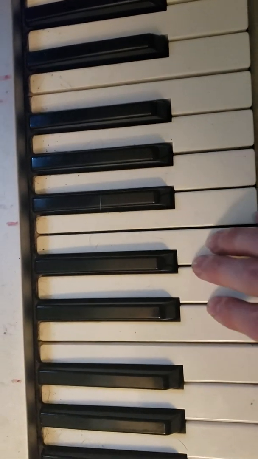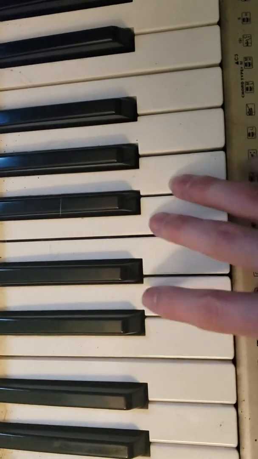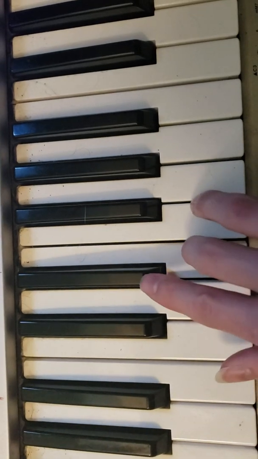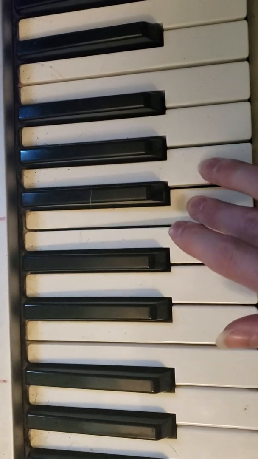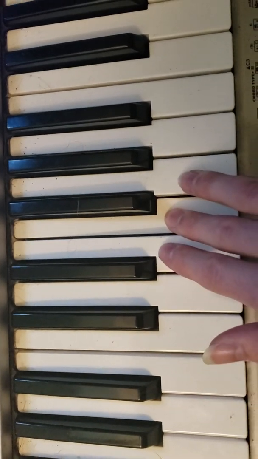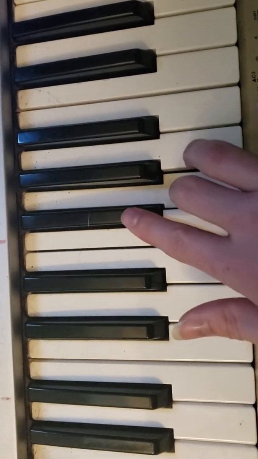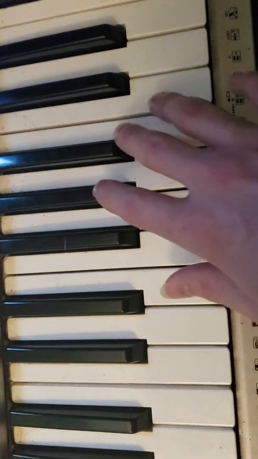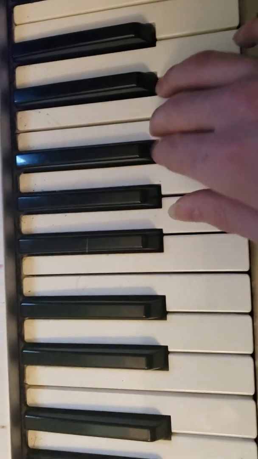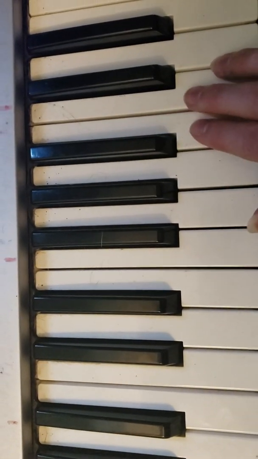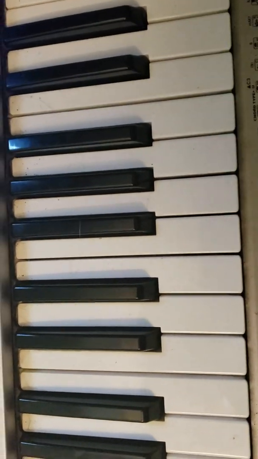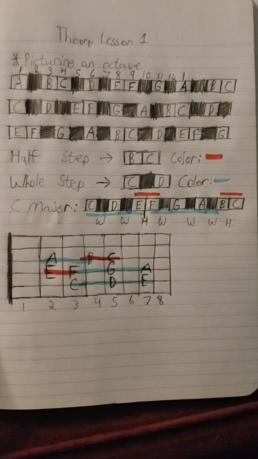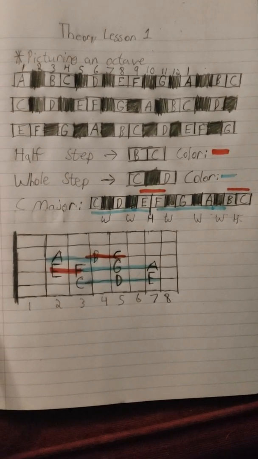And just like I illustrated between C and D, there's a note. Between D and E, there's a note. Between E and F, there's no note. Between F and G, there's a note. G and A, there's a note. A and B, there's a note. B to C, there is no note. For the time being, this is going to be our musical alphabet.